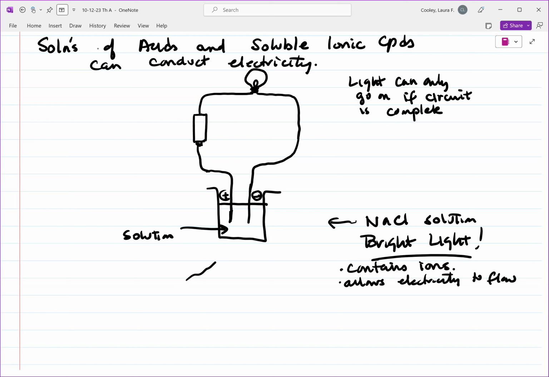If you have instead a solution of ethanol, or just about any molecular compound like sucrose, C6H, oh, that's glucose. Yeah.